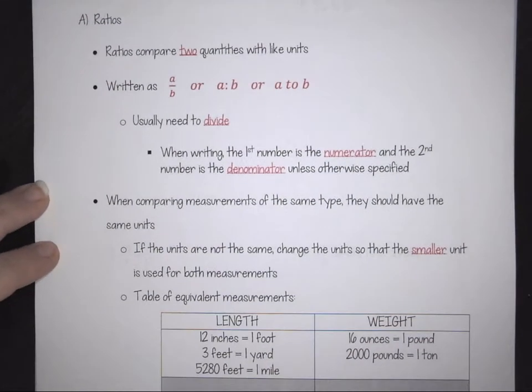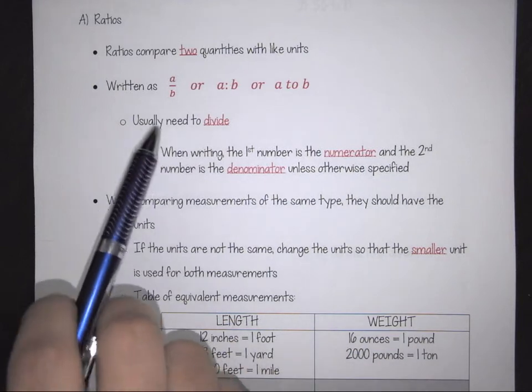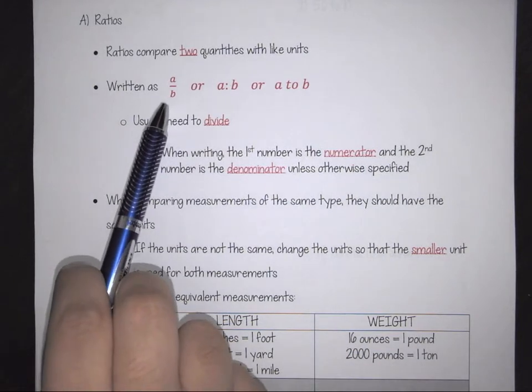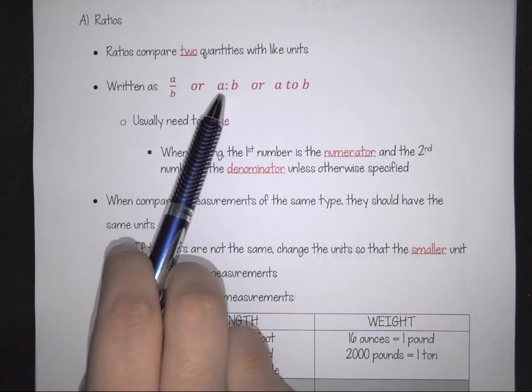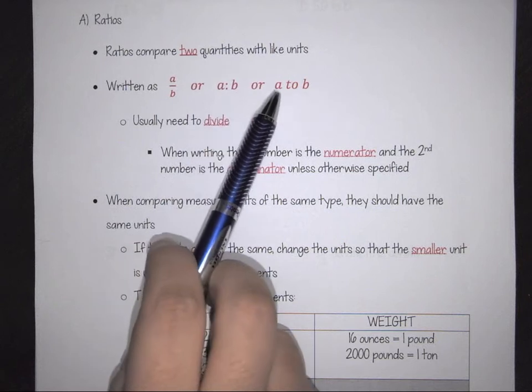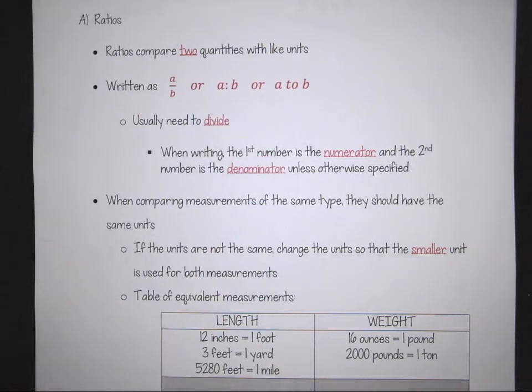Ratios. Ratios is a way for you to compare two quantities with the same units. Usually we write them in one of three ways. We write them as a fraction, a to b, or we write a is to b, or a to b. All of those mean a ratio, and the actual underlying operation that we use with it is division.